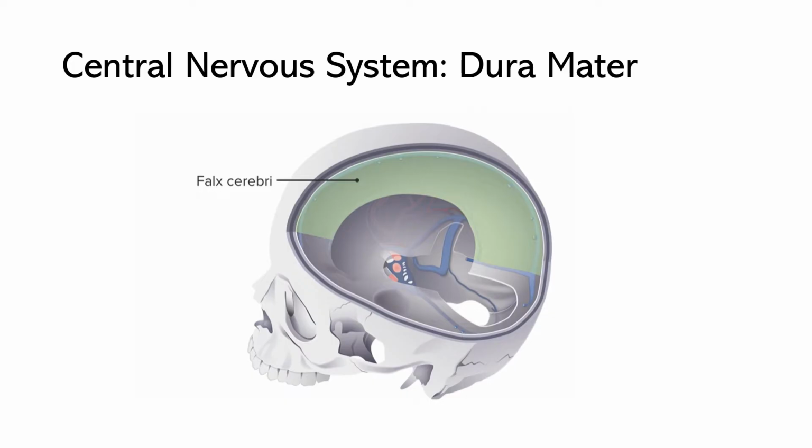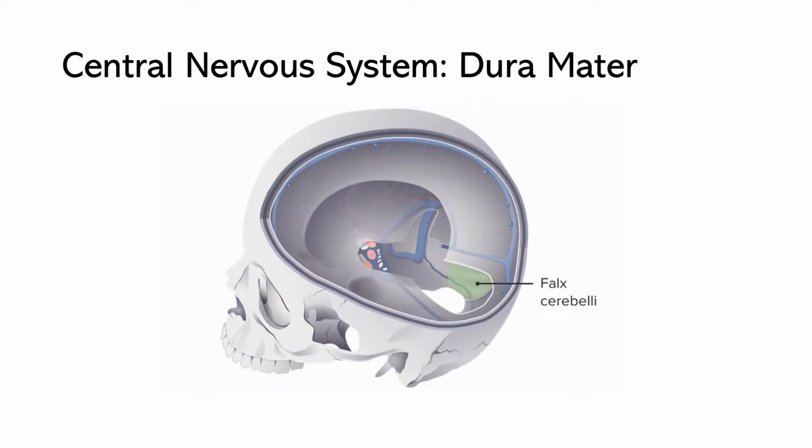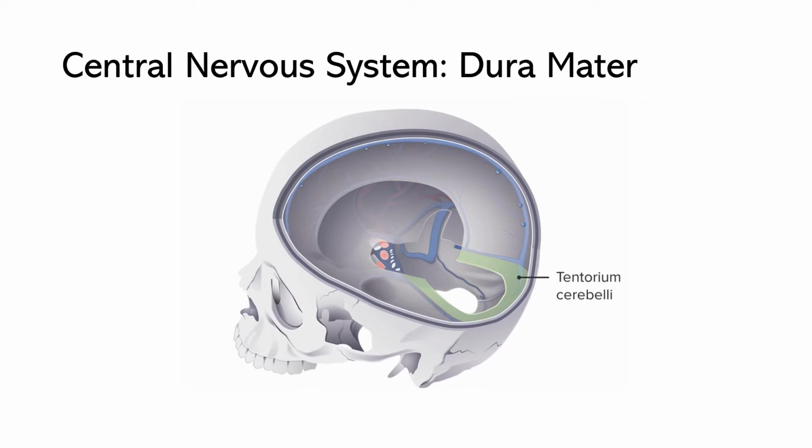So the dura mater also has different extensions. The dura mater extends down in order to separate the two hemispheres. This extension is known as the falx cerebri. The next extension is the falx cerebelli. In this extension, we're going to separate the two hemispheres of the cerebellum. The third extension of the dura mater is the tentorium cerebelli. This extension separates the cerebrum from the cerebellum.